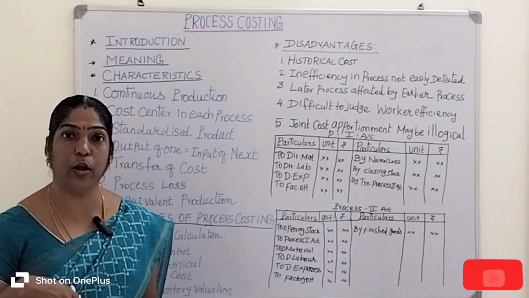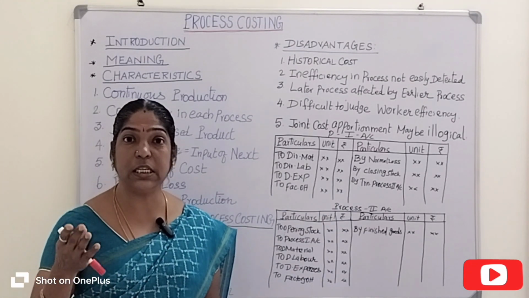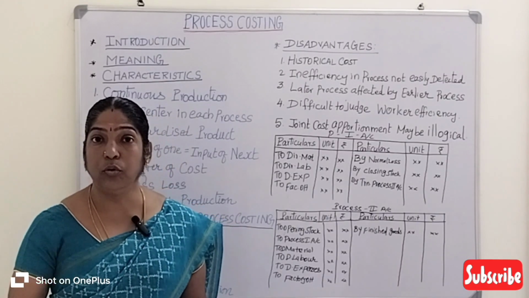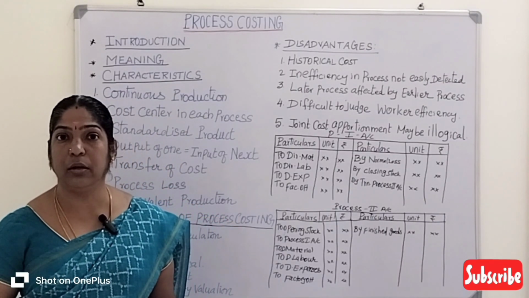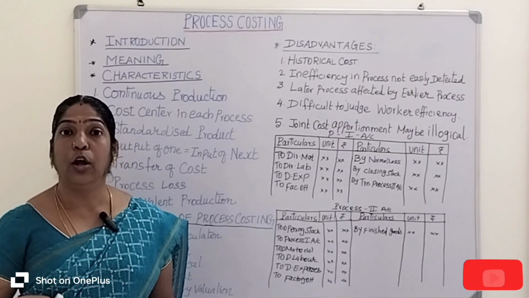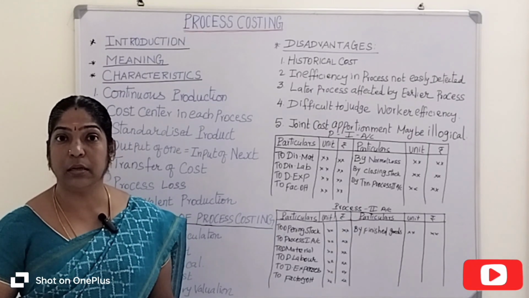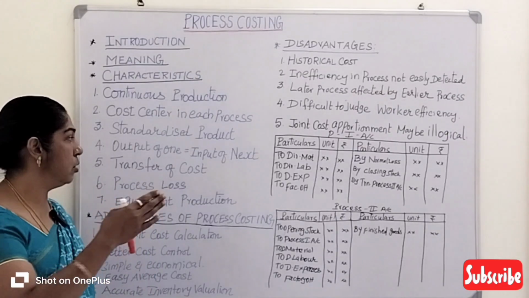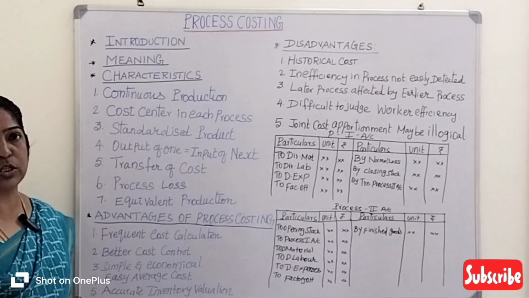What is meant by abnormal loss? Abnormal losses happen while processing due to carelessness, due to fire, due to accidents. These are collectively called abnormal loss. Okay, so now you know very well about process loss.